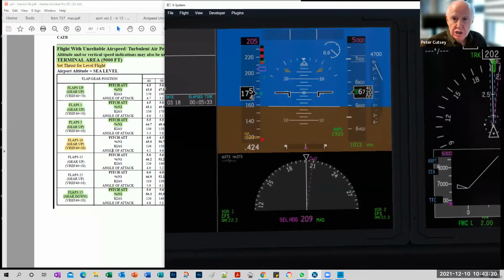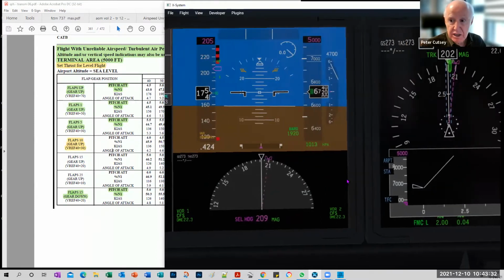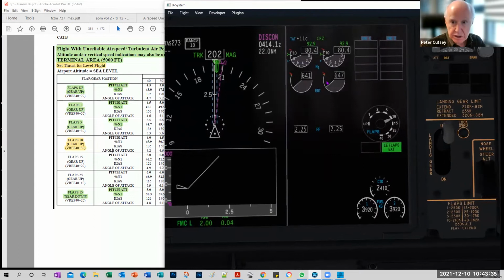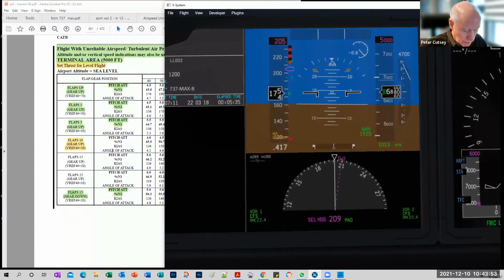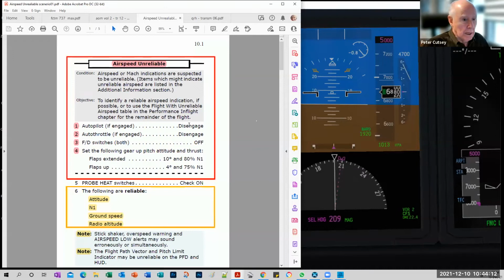Autothrottle disengage. And as pilot flying, I asked the pilot monitoring to turn off both flight directors. And we had flaps extended. Here we are at flaps 10. So we set 80% N1 and pitch 10 degrees. Those are the memory items, brought up from the QRH. So we've completed the memory items.